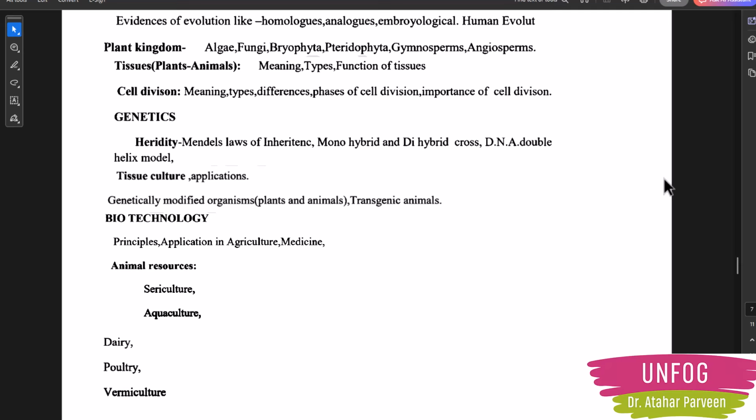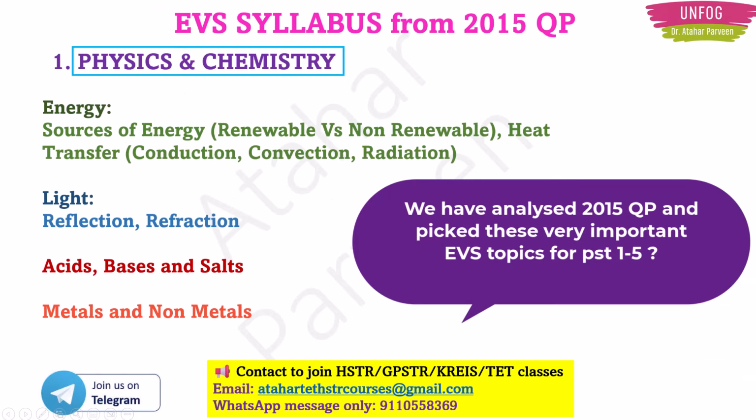From the topics that I will discuss next, the questions have been asked from these chapters in the PSTR 2015 question paper. That was the last time when PSTR was conducted. Questions were asked from those important chapters. Now, under the physics and chemistry part, like I said, EVS for small children will have everything: physics, chemistry, biology, history and civics, geography under one subject, EVS only, right? But we will separate them and study, so it's easier for us.